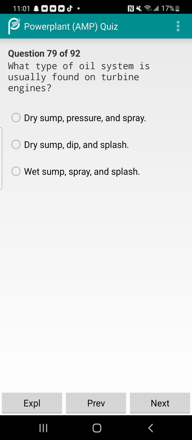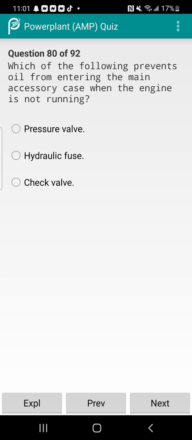What type of oil system is usually found on turbine engines? Dry sump pressure spray. Which of the following prevents oil from entering the main accessory case when the engine is not running?